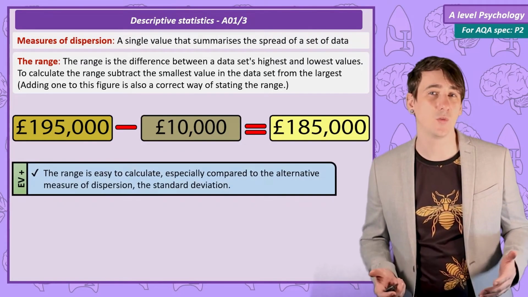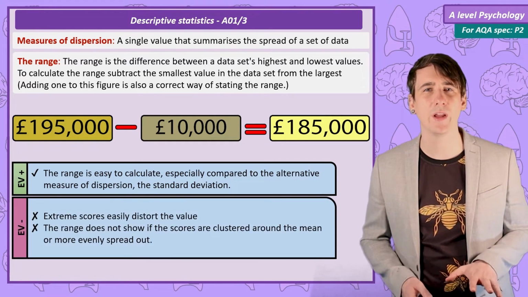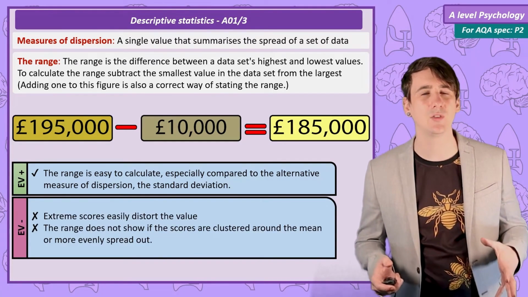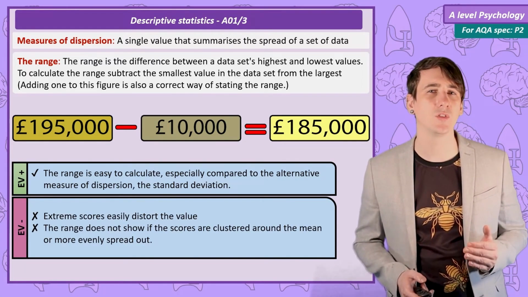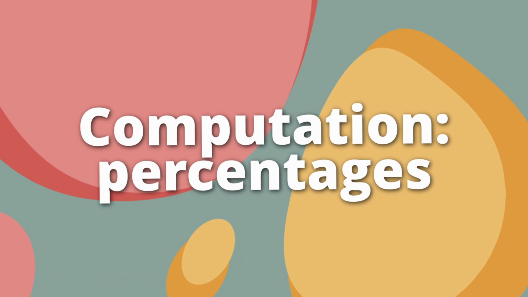Well, a positive is the range is clearly very easy to calculate. However, the main criticism of the range is extreme scores easily distort its value, and the range doesn't show if the scores are more spread out or are clustered around the mean.